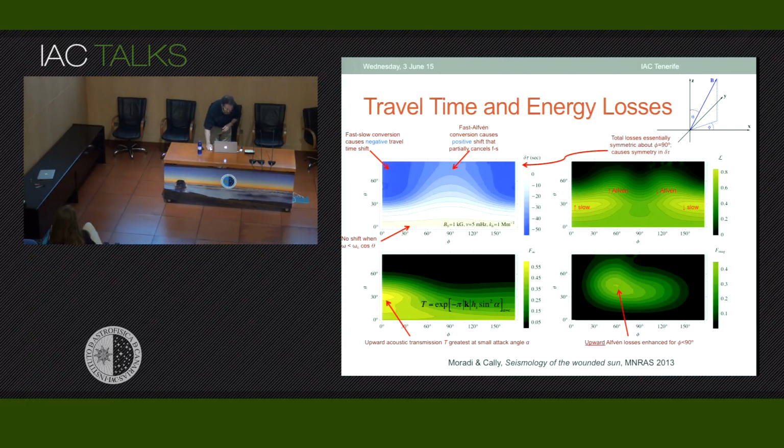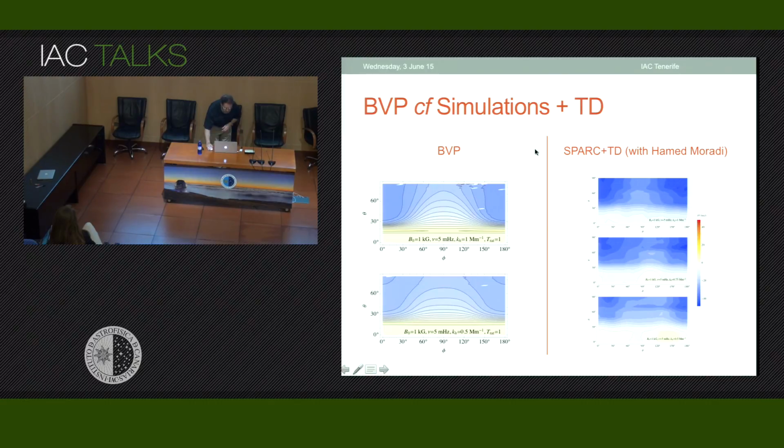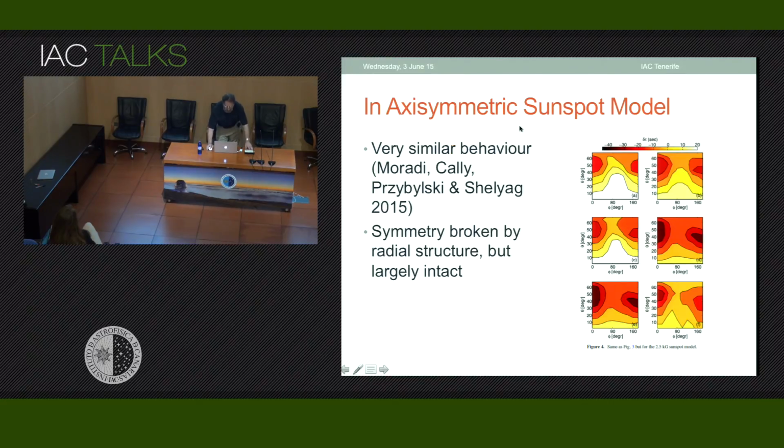I won't go into the full details here, there's too much. Now that's from this boundary value problem calculation, but it was also tested in full-scale simulations using the SPARC code. Hamid Muradi did this, and we found essentially exactly the same result, plus or minus the numerical errors that you expect to get. So travel time differences that depend upon theta and phi. I won't go into the details. But here we also did this with a sunspot model. So not just a uniform inclined field, but an actual axisymmetric sunspot model with a radial structure.